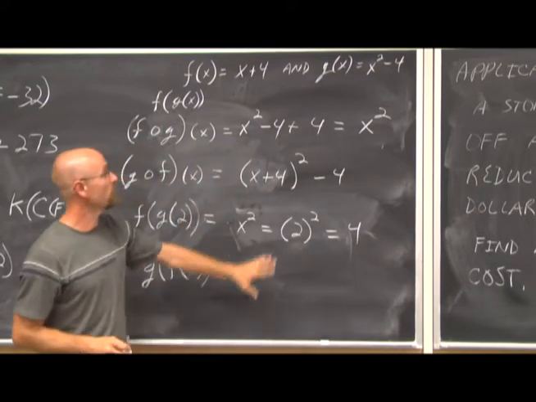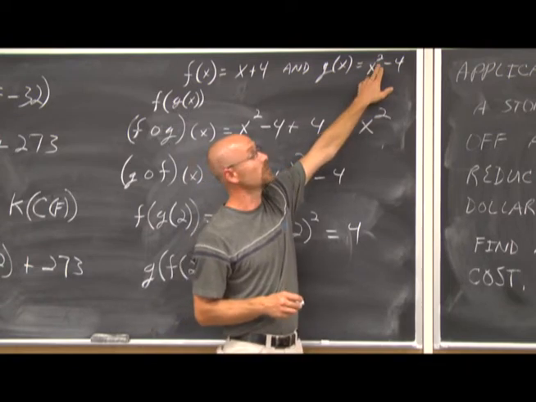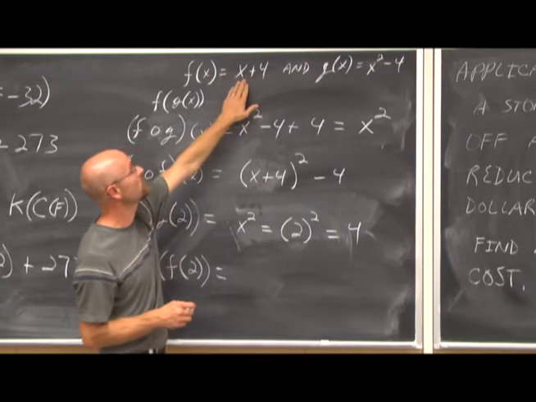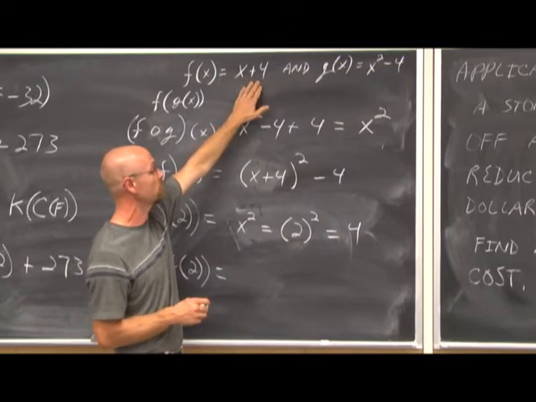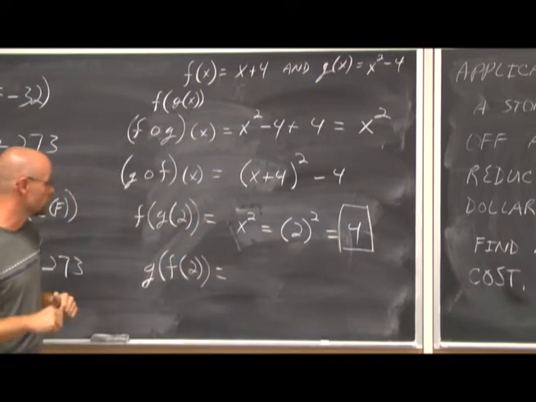Now, we can check that. What if I went to this here and I plugged in 2 squared is 4. 4 minus 4 is 0. Well, what happens if I plug 0 into this function? 0 plus 4 is 4, and that's what we got right here. So it does hold true.